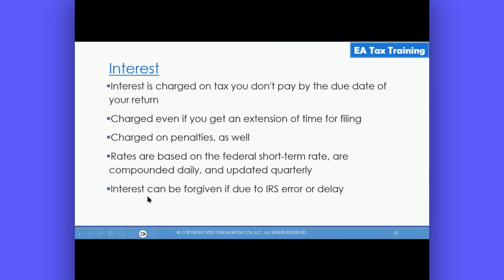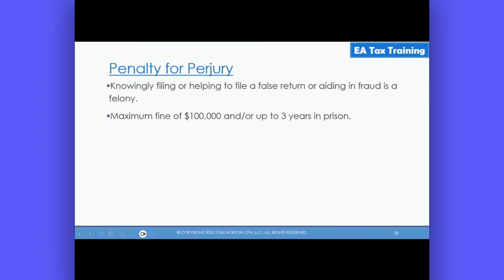In some cases, the interest can be forgiven if it was due to an IRS error or delay. So we'll talk more about this in part 3 of this course. But for now, just know that it is possible that the interest can be forgiven, but it's only if it was due to an error or a delay on the part of the IRS. So it's not actually granted all that often, but it can happen.